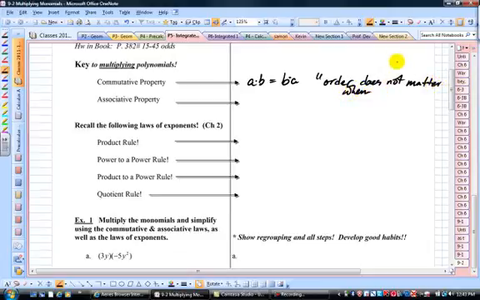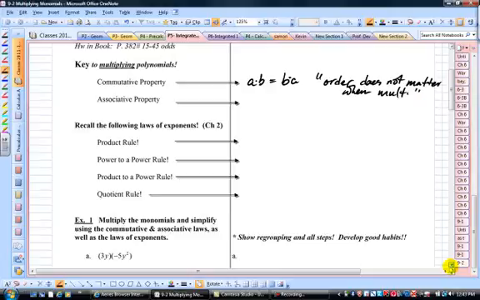It matters in division, it matters in subtraction, but it doesn't matter when you're dealing with multiplication. A times B equals B times A. In other words, 2 times 3 equals 3 times 2. The order doesn't matter.